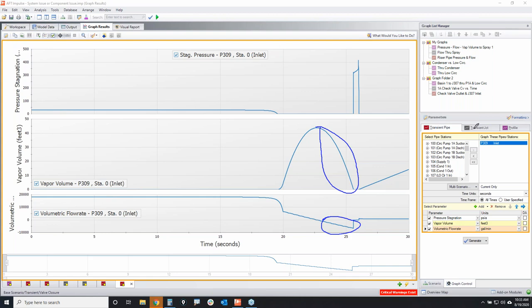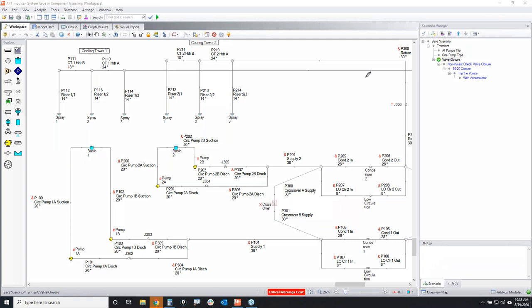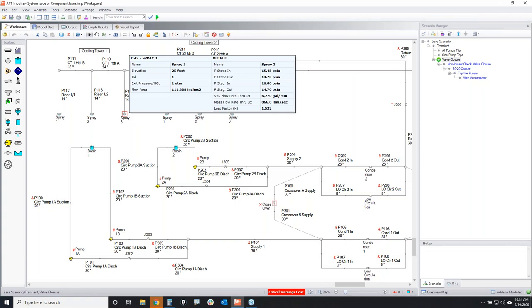What's really going on here? This is where you really have to dig in deep to understand the phenomenon of what's going on with Waterhammer. The fluid is traveling down the return piping after that valve is closed, and it's exiting out of these spray nozzles. All of the elevations for all of my junctions in the system are at 0 feet, except for my spray nozzles. My spray nozzles are all at a 25-foot elevation.